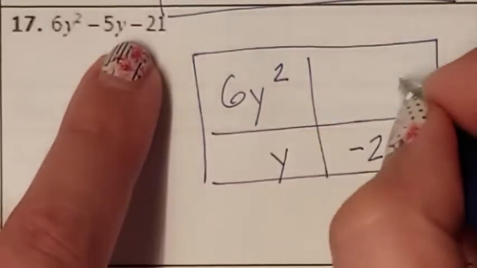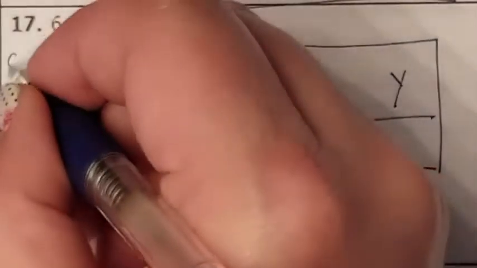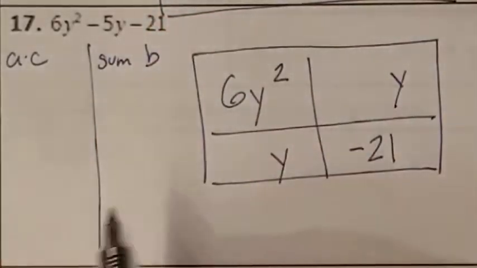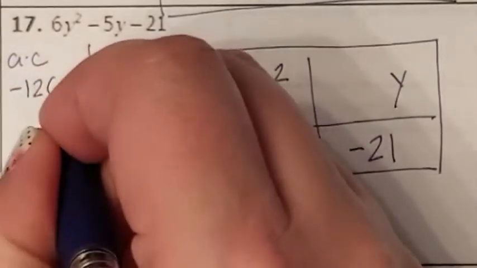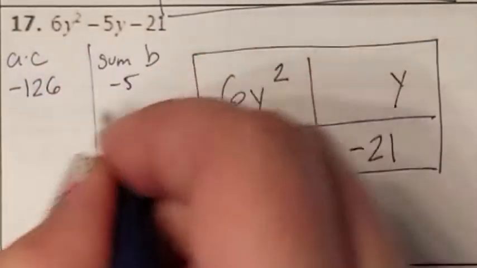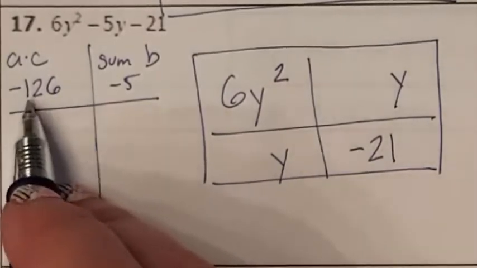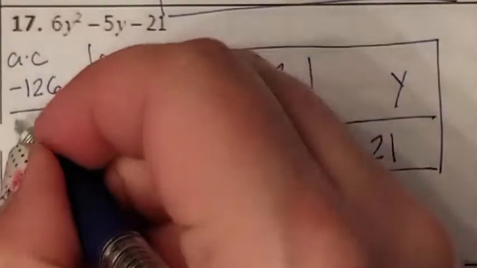I know that it has to be y's because the middle's a y, but I need to figure out what the numbers are. To figure out those numbers, you have to do your a times c adds up to b. My a times c is a negative 126. My b was a negative 5. I need to find what two numbers multiply to give me negative 126, but when I add them, I get a negative 5. So let's go ahead and start at 1.